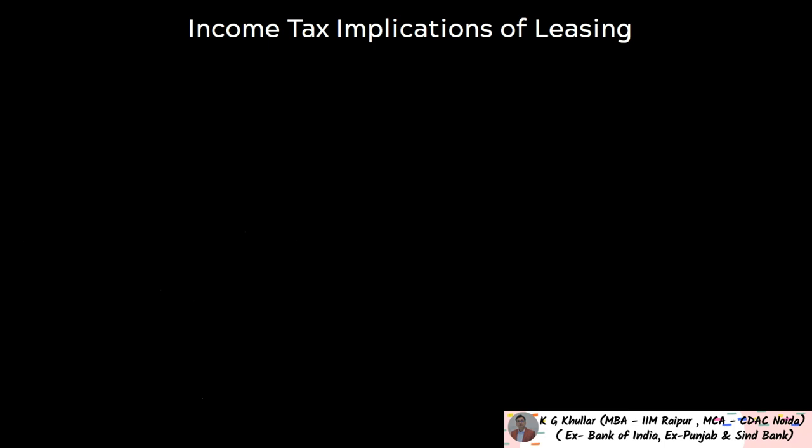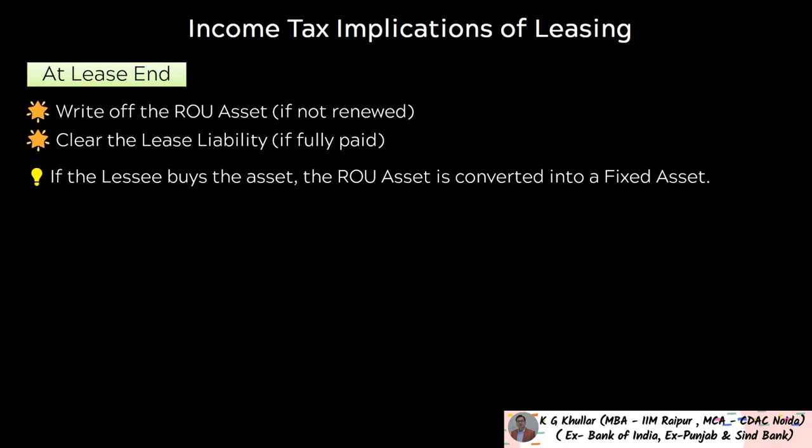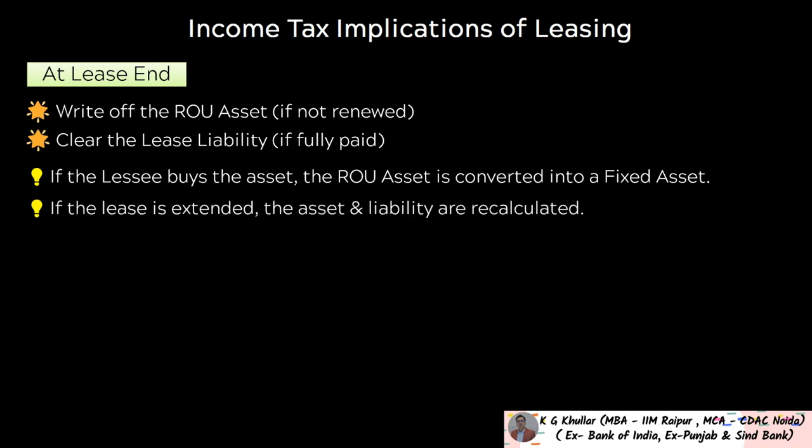Friends, finally, at the lease end, the lessee must first write off the ROU asset if not renewed, and secondly, it must clear the lease liability if fully paid. Also, please remember these special cases. That is, first, if the lessee buys the asset, the ROU asset is converted into a fixed asset, and second, if the lease is extended, the asset and liability are recalculated.